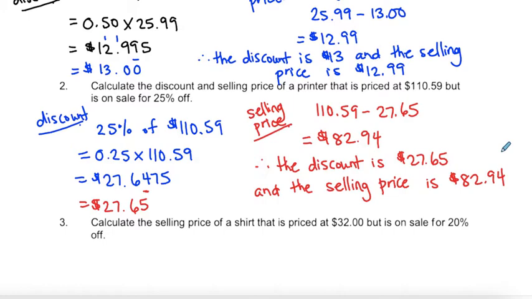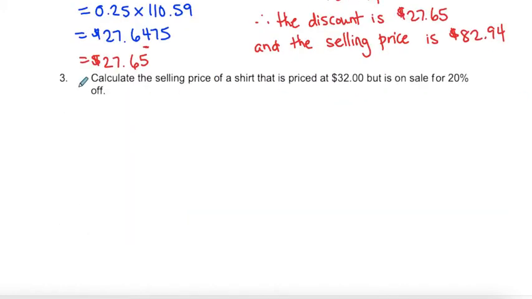Let's do another example. So we're going to calculate the selling price of a shirt that is priced at $32, but it's on sale for 20% off. So first thing that we want to do is figure out what the discount is. So even though it's not asking me to calculate the discount, I have to do that in order to find the selling price of my shirt.